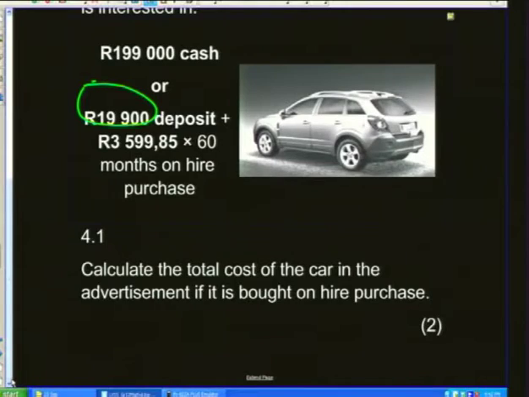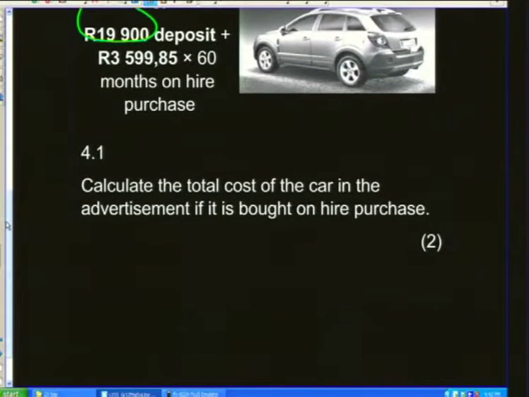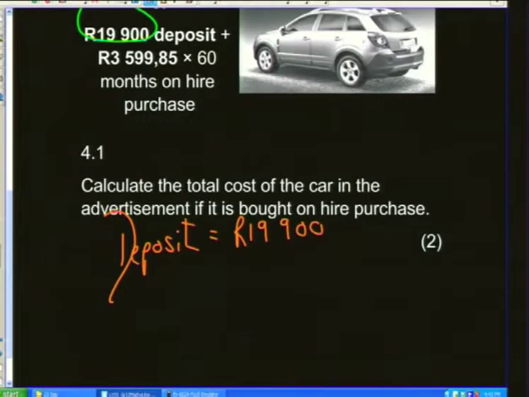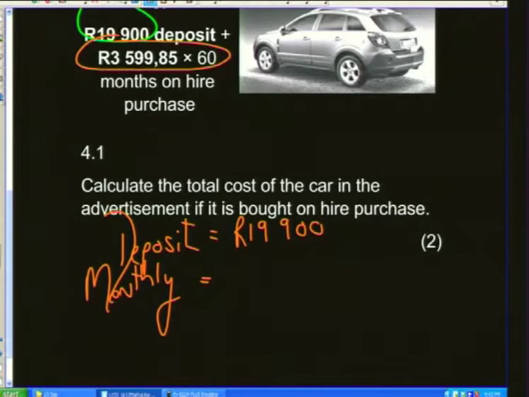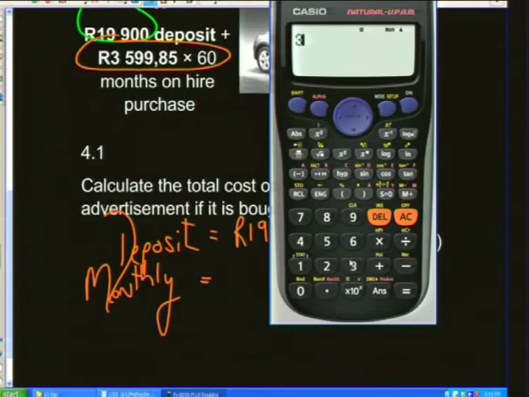So we've got, calculate the total cost of the car in the advertisement if it is bought on hire purchase. So what are we going to say? We're going to say, first of all, there was a deposit. So my deposit is equal to, and I hope you guys can see this orange color, 19,900 Rand. Then we've got our monthly payments. And our monthly payments are going to be 3,599 Rand 85 cents for 60 months. So let's have a look at it. Again, I'm moving my calculator so I can see the figures. 3,599 Rand and 85 cents. I'm going to pay that for 60 months.